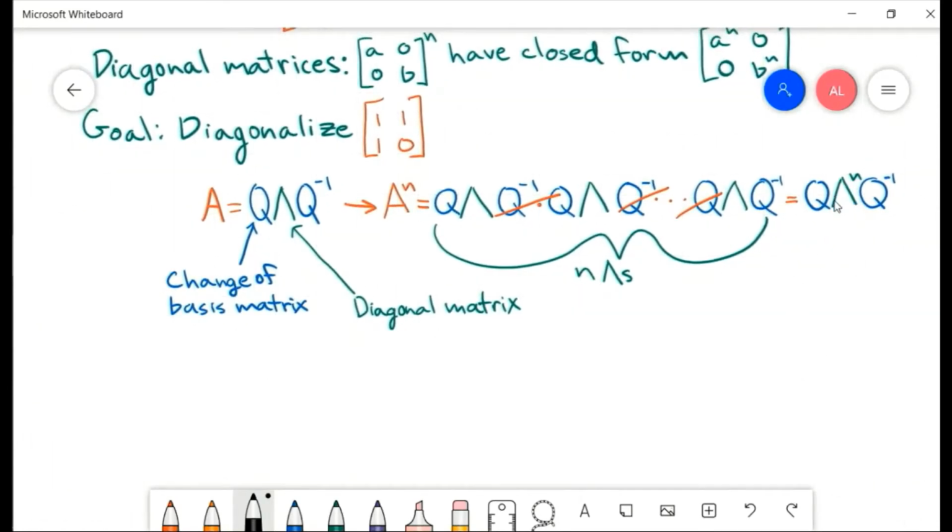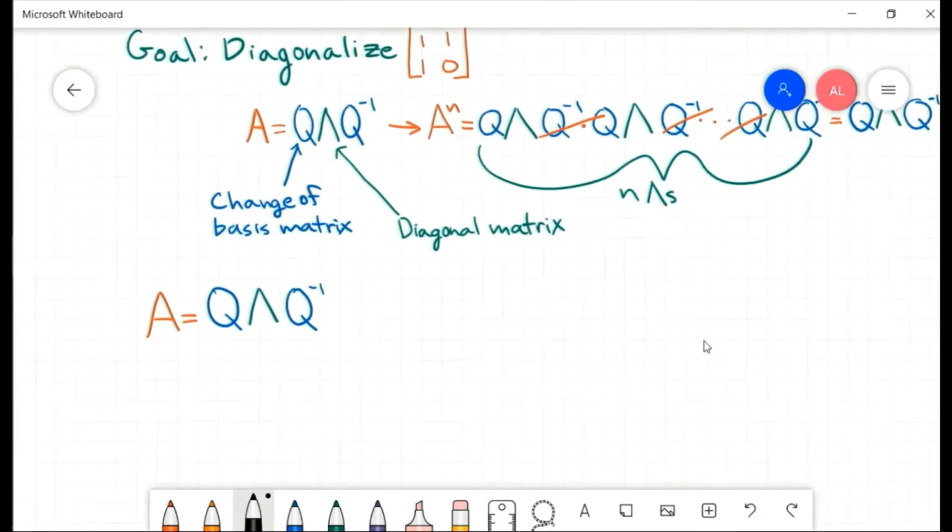And so this is ideally what we want to find, because these guys right here do have a closed form. But how do we calculate Q, lambda and Q inverse? How do we calculate the entries? Well, now we're just going to go through the concept of change of basis.